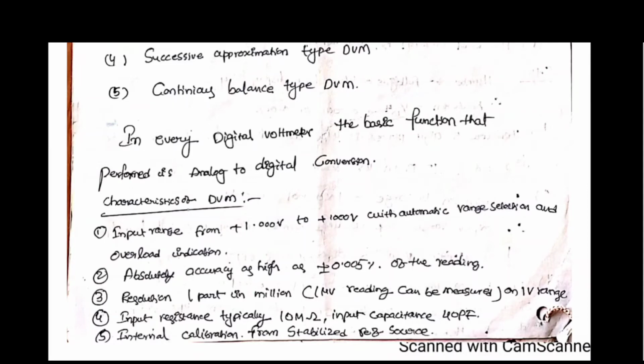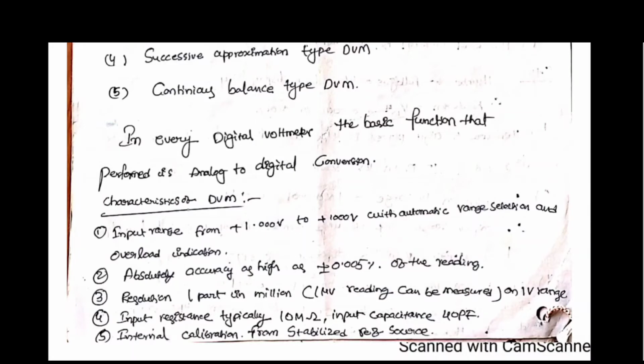In every digital voltmeter or digital meter, the basic function is analog to digital conversion, ADC. After that, the number of counts will be counted. That is the characteristic of a DVM. Sometimes it is interesting to know what characteristics are required when a digital meter is connected in a circuit.